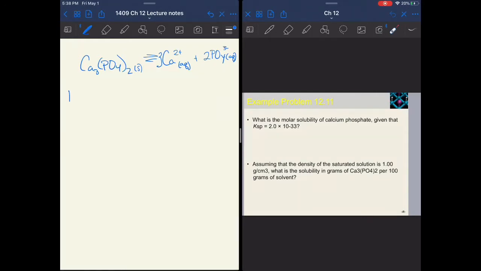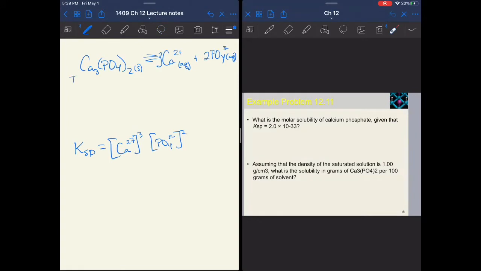We can write our equilibrium expression. It's going to be calcium to the third times phosphate, PO4 3-, squared. Now, because I do want to make my ice table, I'm going to move this down. I want to make my ice table right underneath here.